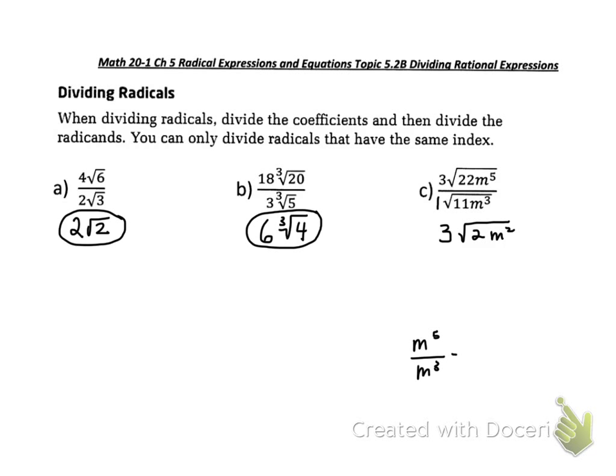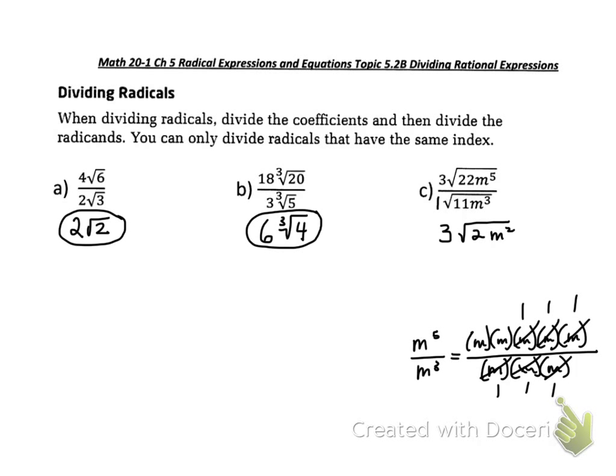Well, m to the 5th divided by m to the 3rd means that we have 5 m's times together on the top, times 3 m's times together on the bottom. Now we can cancel. Divide m's into the top and the bottom again and again, and you're going to be left with m squared on the top, and that's the same as m to the 5th over m to the 3rd.